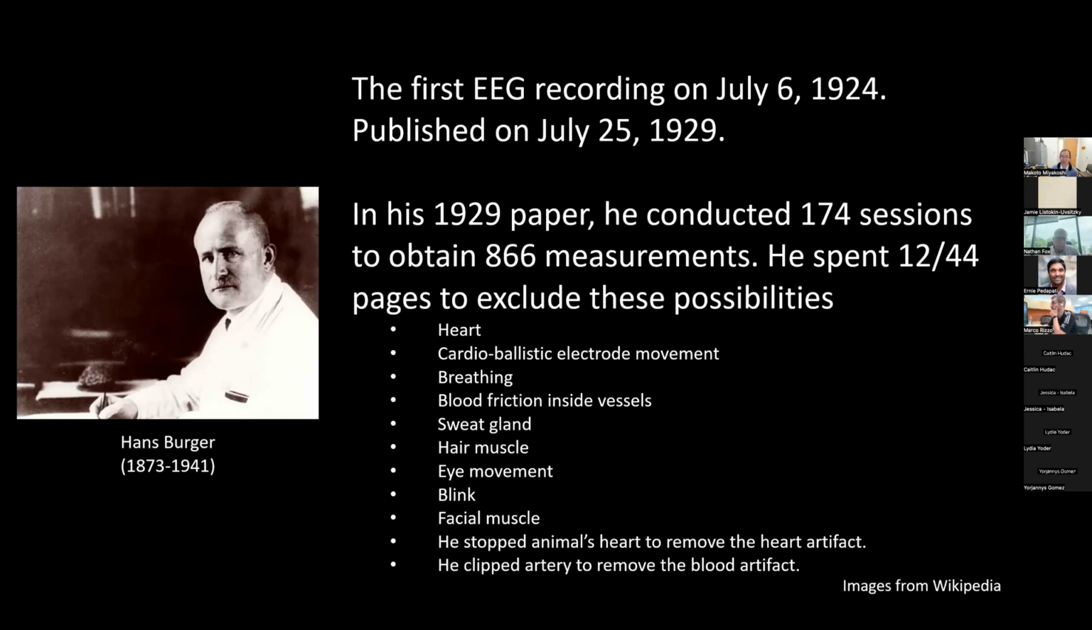He knew the value of his potential findings, but at the same time, there is a huge risk of publishing something completely nonsensical. So in order to publish his first paper, he conducted 174 sessions and he made 866 measurements, which is a really large number, right? And in 1928, which is 1 year before his first publication, in his diary, he says, "Oh my gosh, I totally wasted my time. I shouldn't have done anything about this EEG because this is completely bogus." So he was really oscillating between confident states and losing confidence altogether.